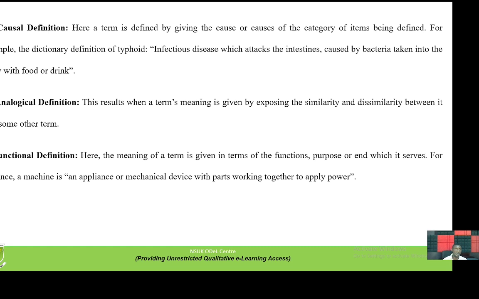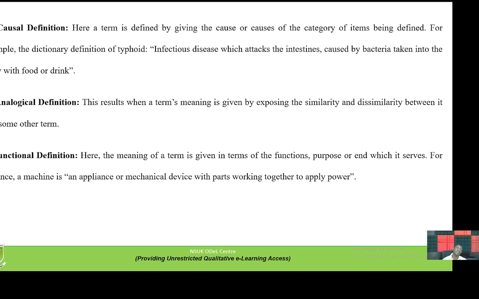There is also what we call causal definition. Here a term is defined by giving the cause or causes of the category of items being defined. For example, the dictionary definition of typhoid as an infectious disease which attacks the intestines, caused by bacteria taken into the body with food or drink. That is an example of causal definition, because it gives you the cause of that particular term that is being defined. Right? So we're talking about typhoid. In the definition of typhoid, the definition tells you what causes typhoid.